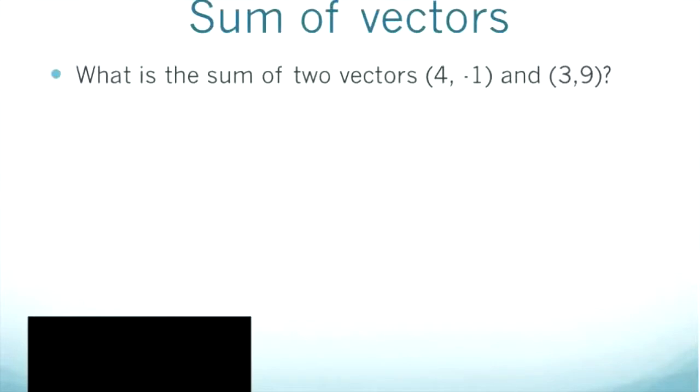So let's try this one. What's the sum of two vectors? 4, -1 and 3, 9. Can somebody type in, how do I add vectors? What do you guys think? It says sum. How do I add vectors? And it's okay if you haven't tried this lesson yet.